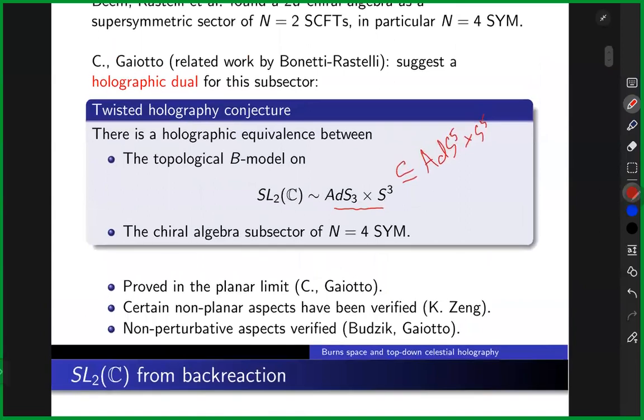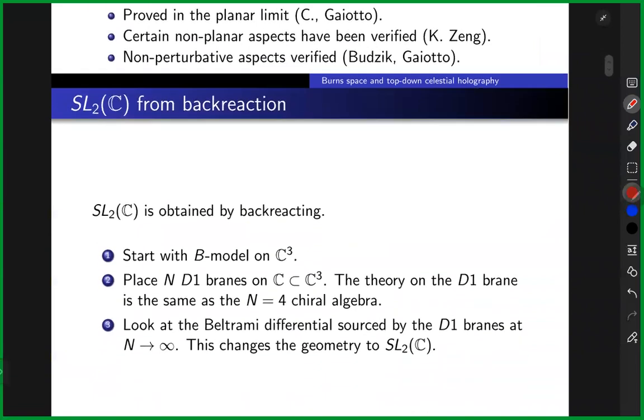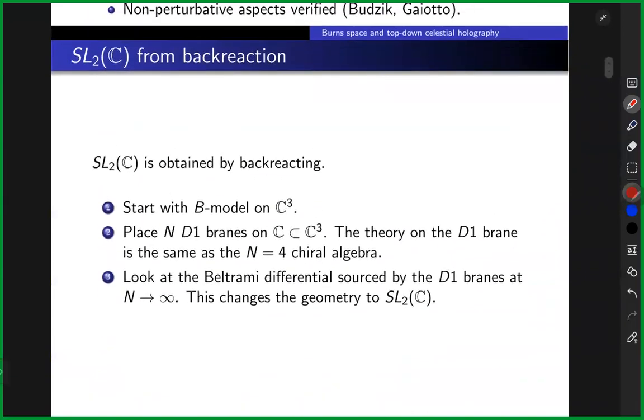Okay. But as well as thinking of it this way, there's also a nice way to think of it from first principles, mimicking a lot of Maldacena's original argument. We don't view it as a subsector of the physical strings. We just start with the topological B model. We place some D1 branes on a plane. Some strange coincidence tells us that the chiral algebra of the D1 branes is exactly the same thing that Leonardo and Travis found. And then we back-react. That changes the geometry to SL2C. It gives us a kind of first-principles argument for why this duality should hold.